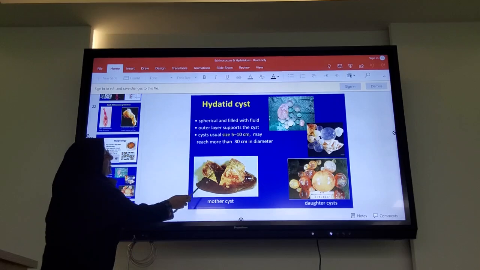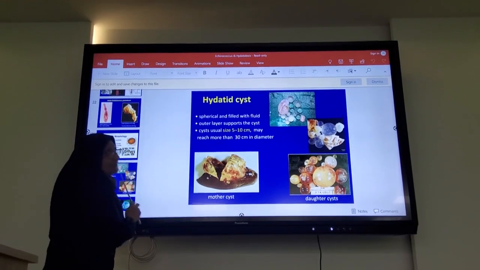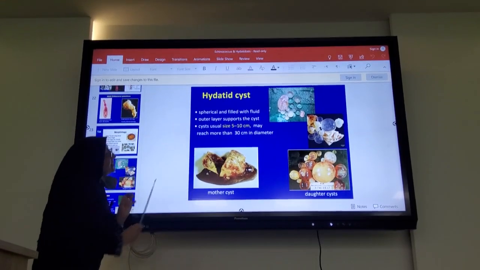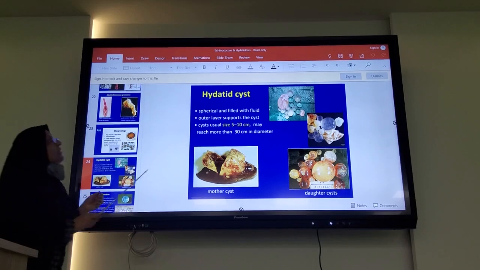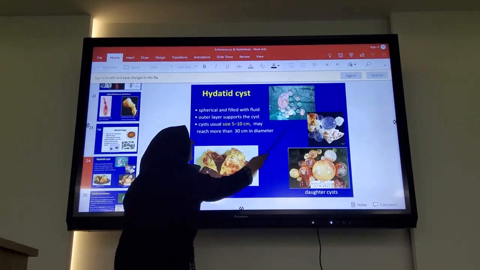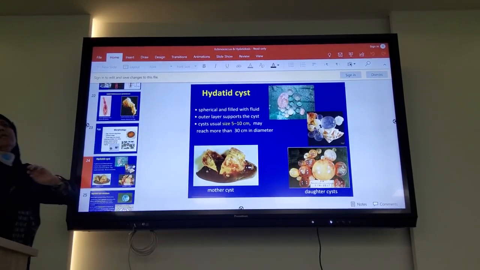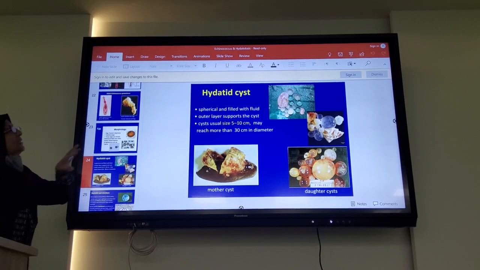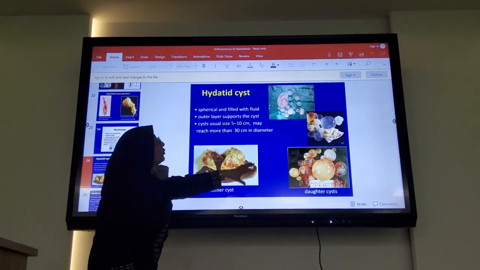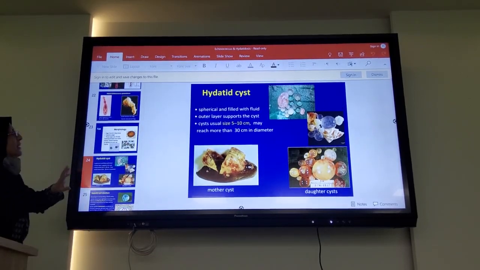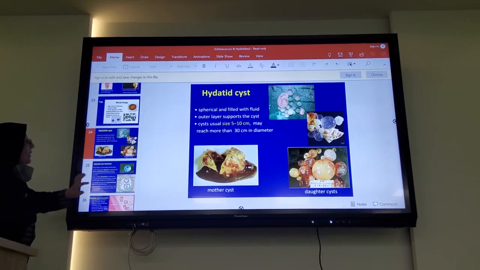This is a cyst which has developed in the liver. The main cyst is called mother cyst. Inside the mother cyst, there are many small cysts which are called daughter cysts. Actually, the daughter cysts have the same structure as the mother cyst, except they are smaller.